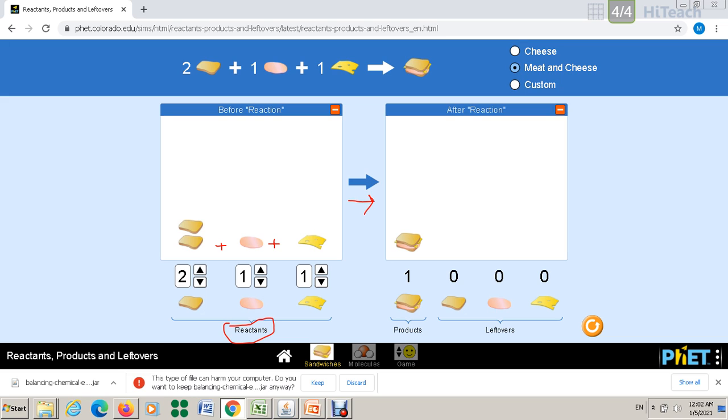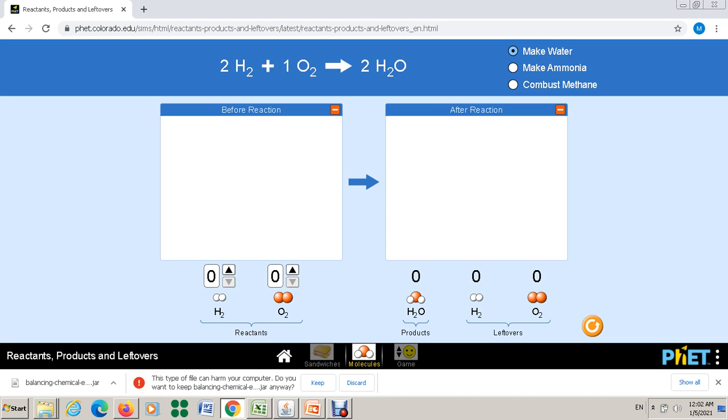What you have after this reaction, you have 2 bread toast, and you have 1 meat, and you have 1 cheese. Okay, so here for this as example as sandwich. What about if I have molecules now? I have now molecules. I'm talking about chemistry. I'm talking about elements. I'm talking about atoms.